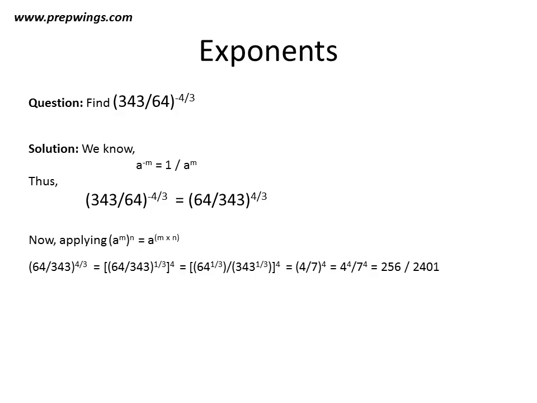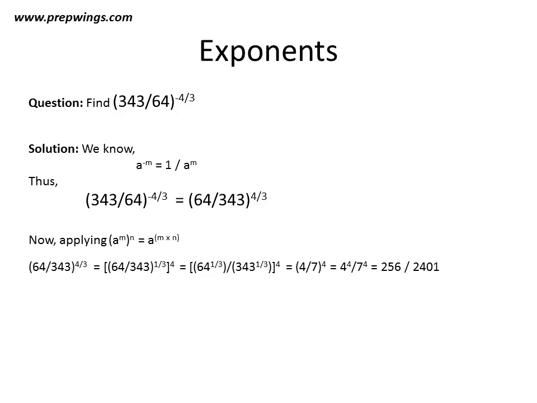Now applying a raised to power m raised to power n equal to a raised to power m into n, we are writing 64 upon 343 raised to power 4 by 3 as 64 upon 343 raised to power 1 by 3 raised to power 4. If we look at 64 upon 343 raised to power 1 by 3 for now, that can be written as 64 raised to power 1 by 3 upon 343 raised to power 1 by 3.